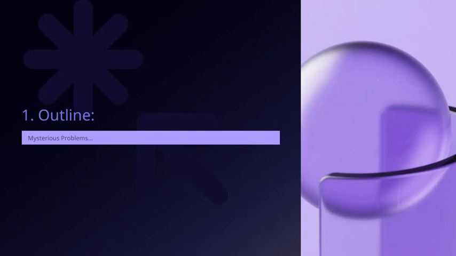Let's take a closer look at the outline for today's discussion. First, we have mysterious problems. These are challenges that often seem puzzling or hard to understand at first glance. They can be complex issues that don't have straightforward solutions. Throughout this presentation, we'll explore these problems, try to uncover their underlying causes, and look at ways to approach them more effectively. By addressing these mysterious problems, we can develop better strategies and insights.